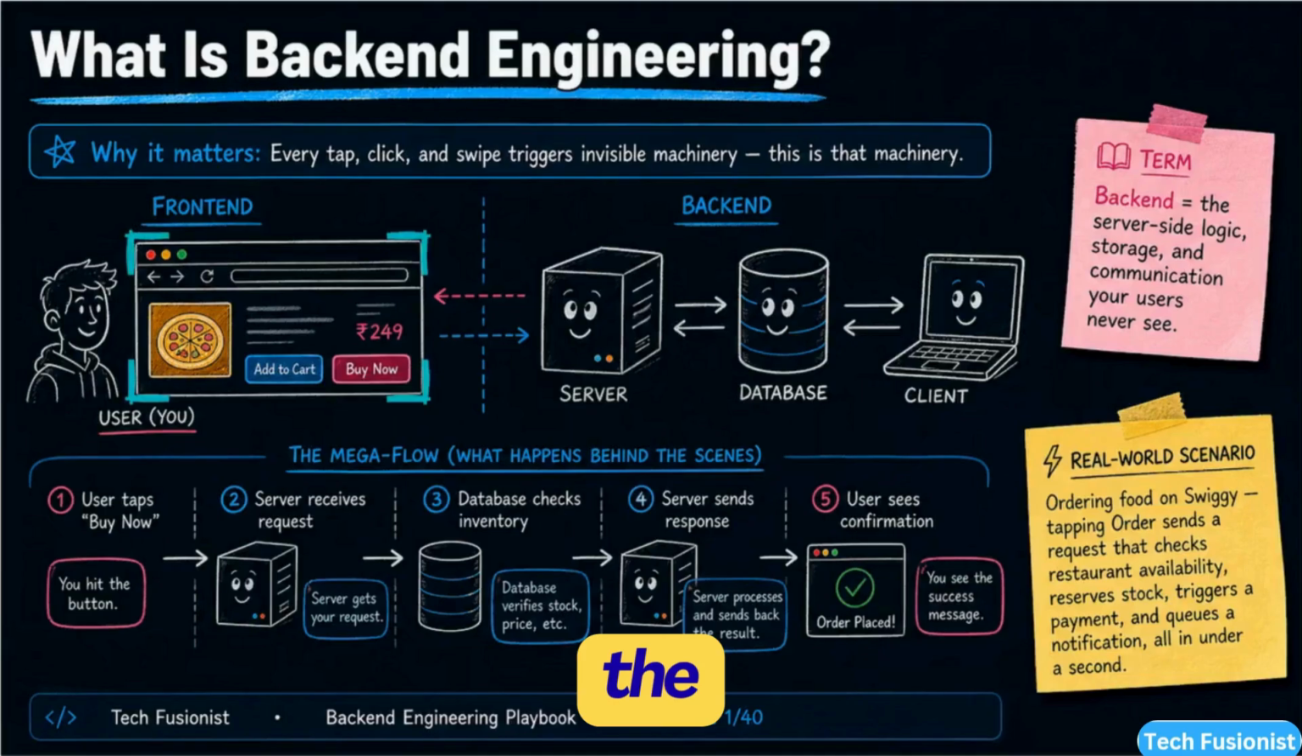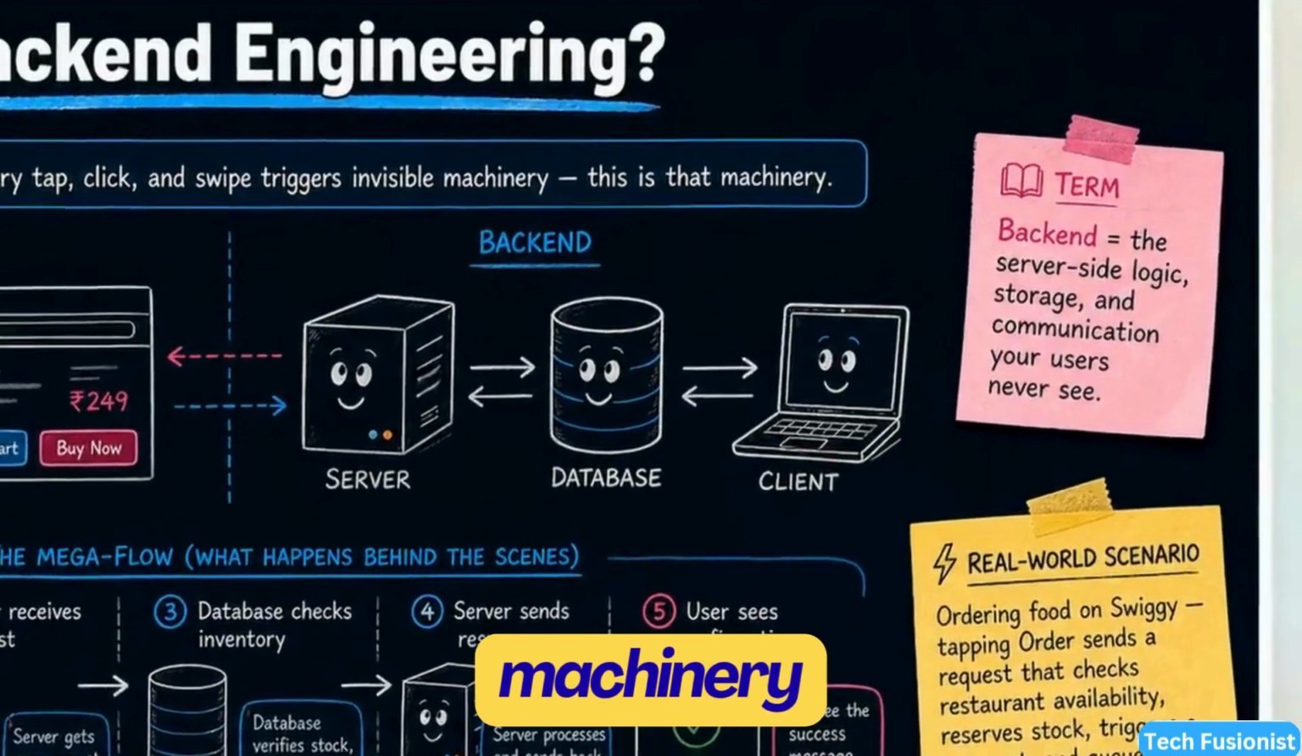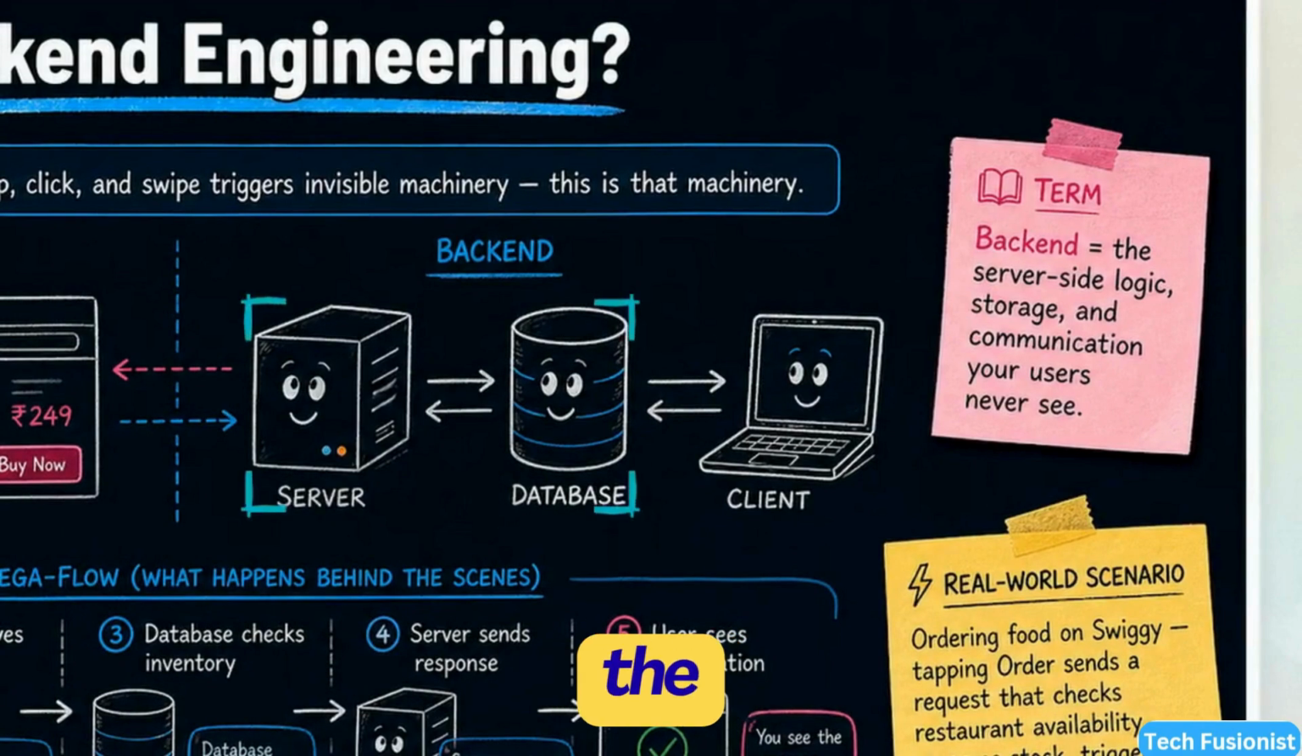Everything on the left, the buttons and text you interact with, is the front end, but the real machinery lives on the right. That is the back end, the server and database logic that actually handles your request.